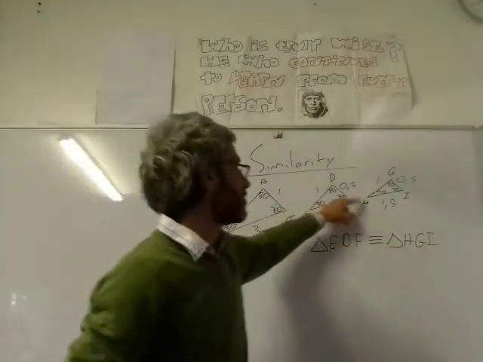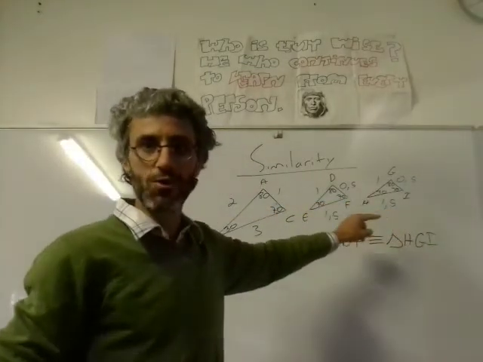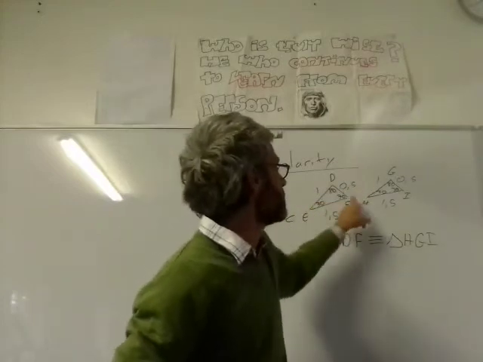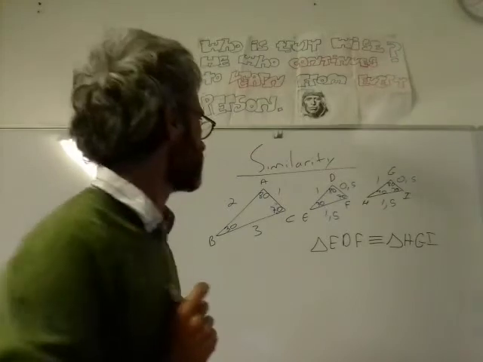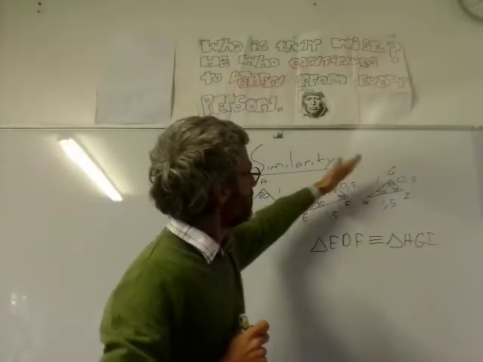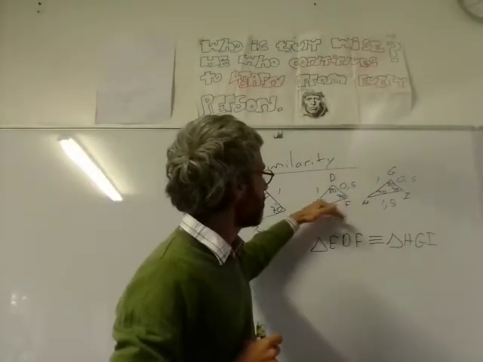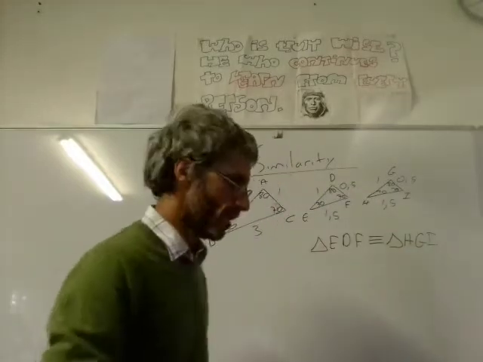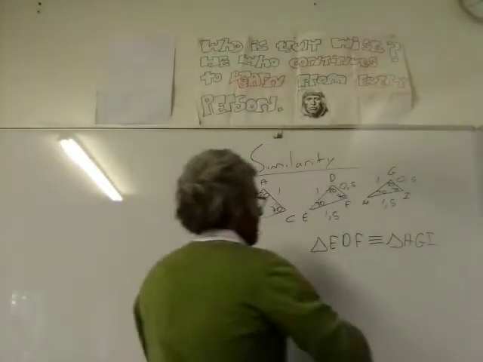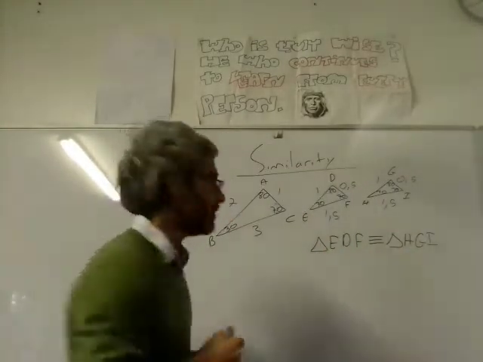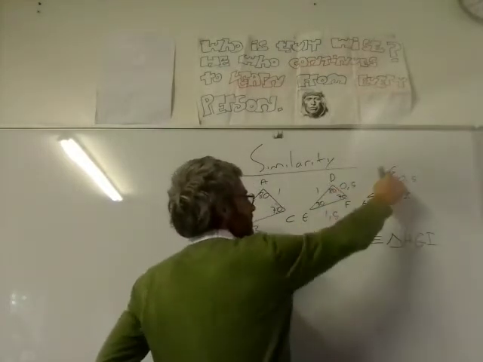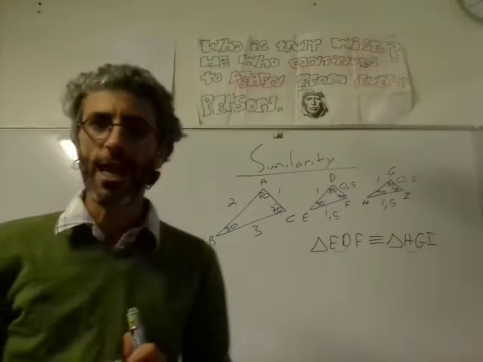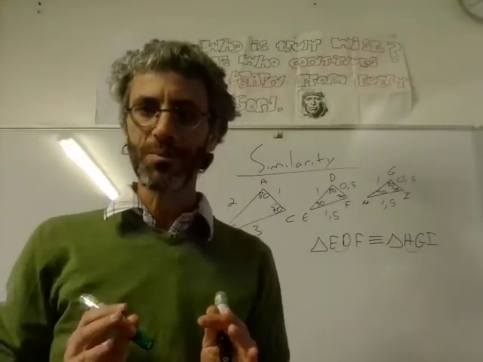The angles are the same: 30, 30, 80, 80, 70, 70. But also the sides of the triangle are the same. So this is 1, this is 1. This is 1.5, 1.5, 0.5, 0.5. Remember, we had this whole thing that if you write the right order, then you'll see that ED is equal to HG. Okay, good. That's what we've done last week.